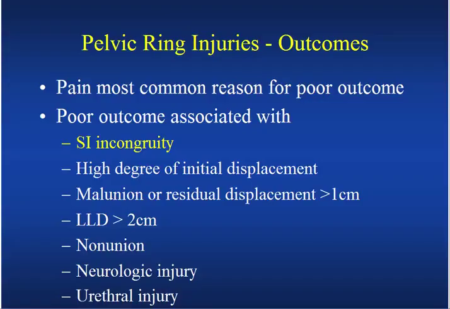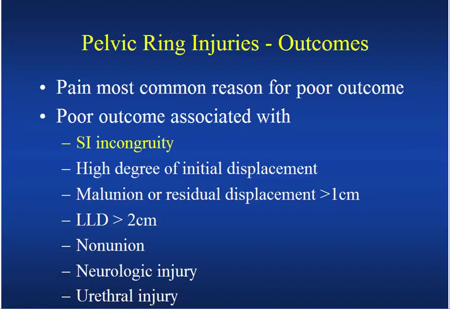Pelvic ring injuries, outcomes: pain is the most common reason for a poor outcome, and poor outcomes have been associated, most commonly, with incongruity of the sacroiliac joint. That's one take-home point to definitely remember. The sacroiliac joint must be anatomically reduced in patients with posterior pelvic ring injuries. If not, that is going to predictably lead to a poor outcome. If you have a high degree of initial displacement, malunions greater than 1 centimeter, leg length discrepancies greater than 2 centimeters, non-unions, or concomitant neurologic or urogenital injuries, those are also associated with poor prognosis.